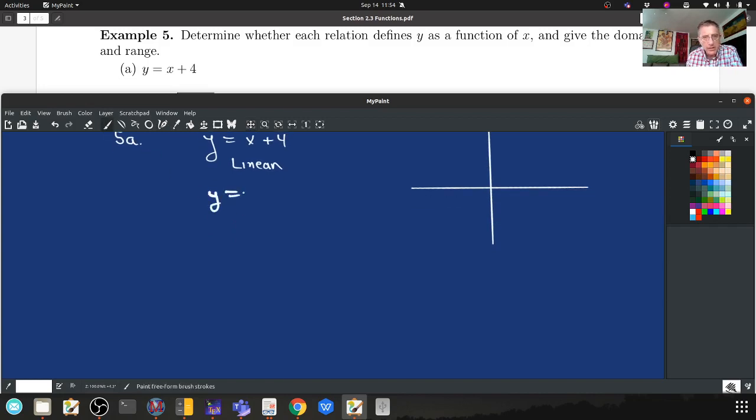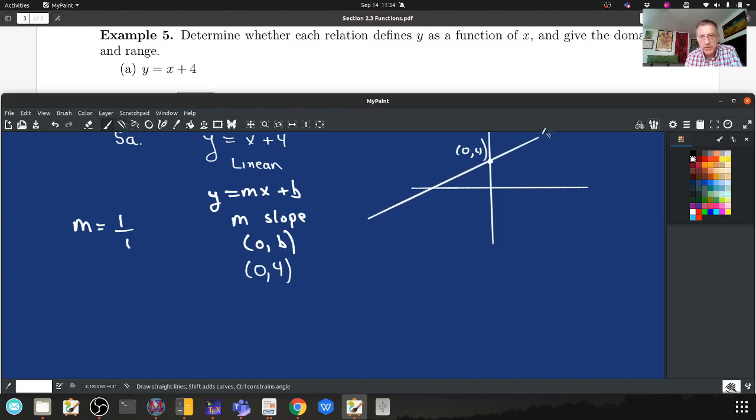y is equal to mx plus b. m is the slope. The point (0, b) is the intercept. So the slope here is 1. m is equal to 1 over 1. And (0, 4) is the intercept. So I'm just going to pretend this point is (0, 4), and I'm going to draw a line through it. Not quite a one-to-one slope, but it's close enough for us. And, well, there's the graph.